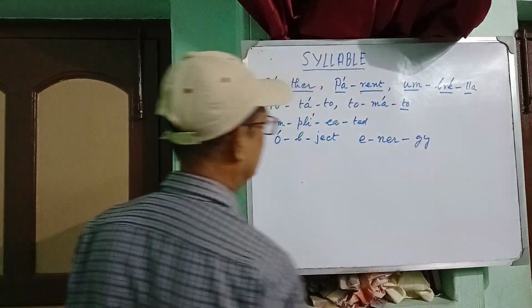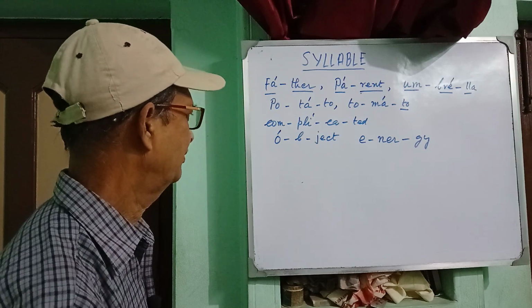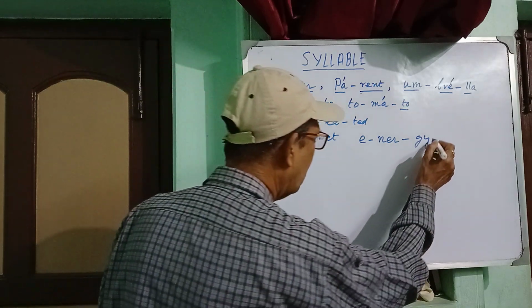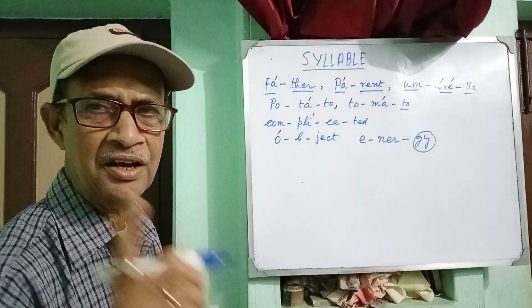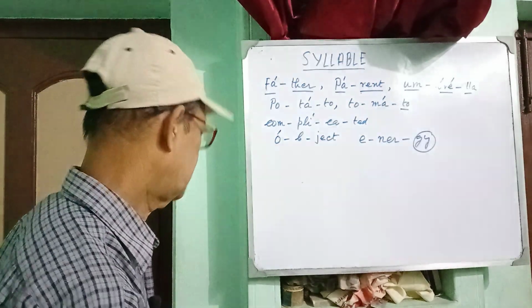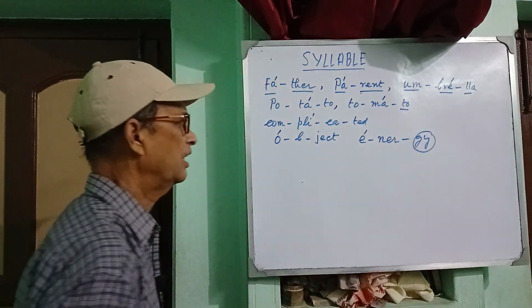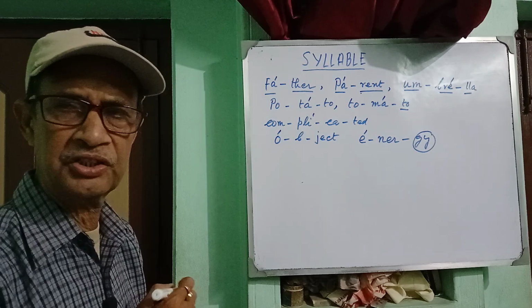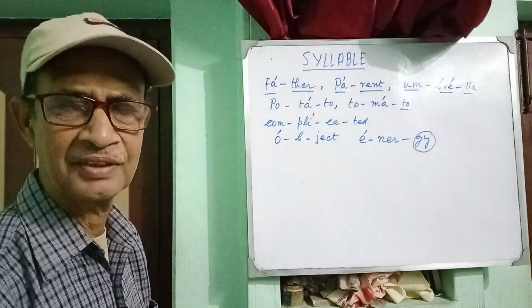E-N-E-R-G-Y. You see there are three syllables. It is a trisyllabic word. But as there is Y at the end, you must give the stress on E, not N-E-R. Energy. Clear?